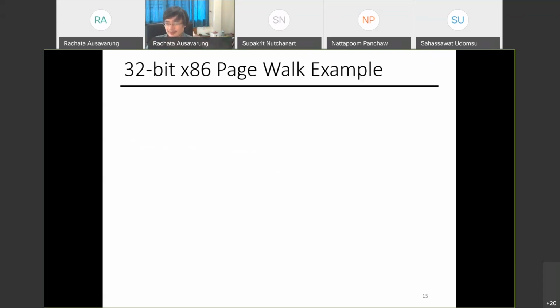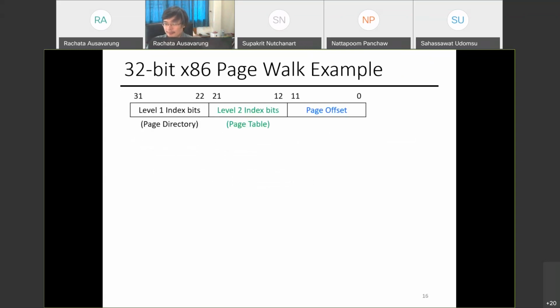So here's an example. As I said, you have 32 bits, right? The last 12 bits, bit 0 to bit 11, they are the page offset. If I have 10 bits, how many entries can I have inside a page table?